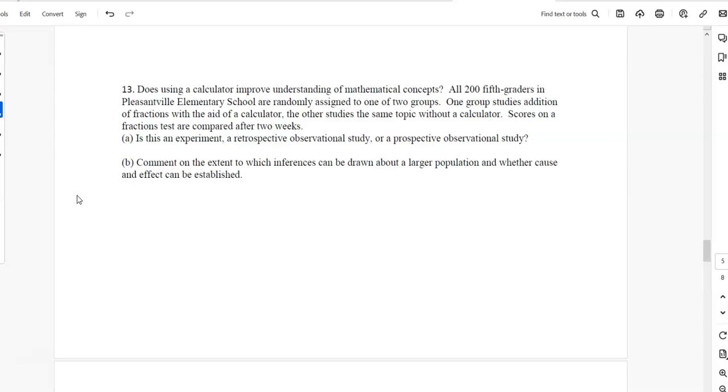Is this an experiment, retrospective study, or prospective observational study? It definitely seems to be an experiment. There was a treatment of sorts here. One group got a calculator, one did not. So the calculator was used as the treatment there.